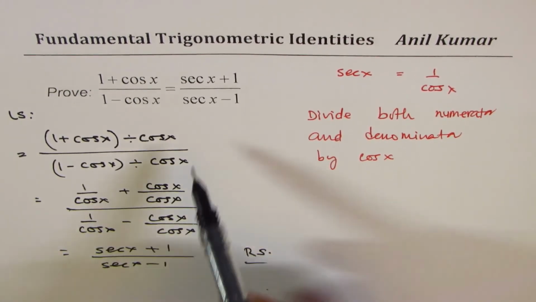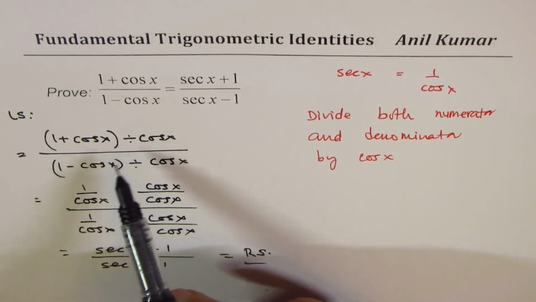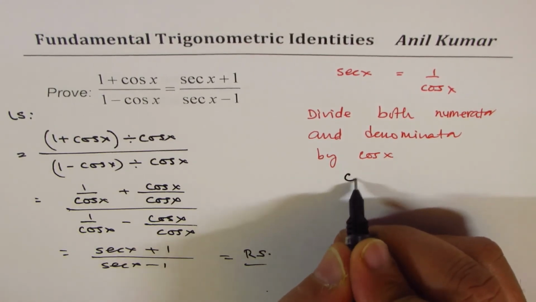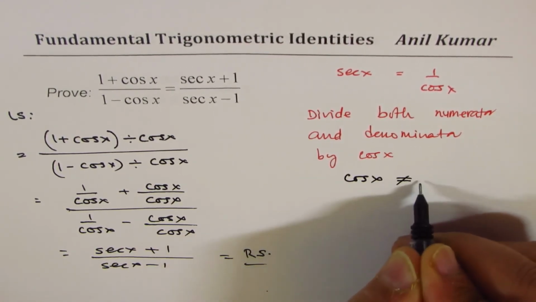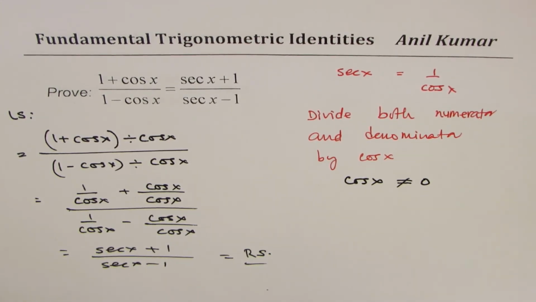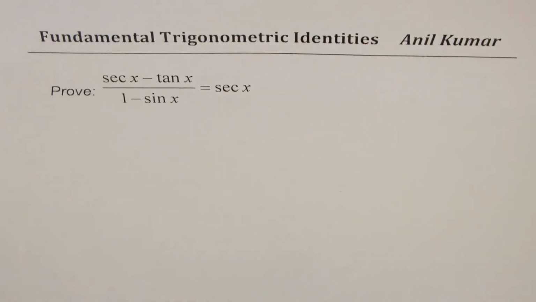So instead of taking common denominator and doing, we can actually divide and then do. So this is also a very interesting strategy. And of course, cos x will not be equal to 0. So that is a kind of restriction. We normally do not specify that, but it is understood when we are proving identities.